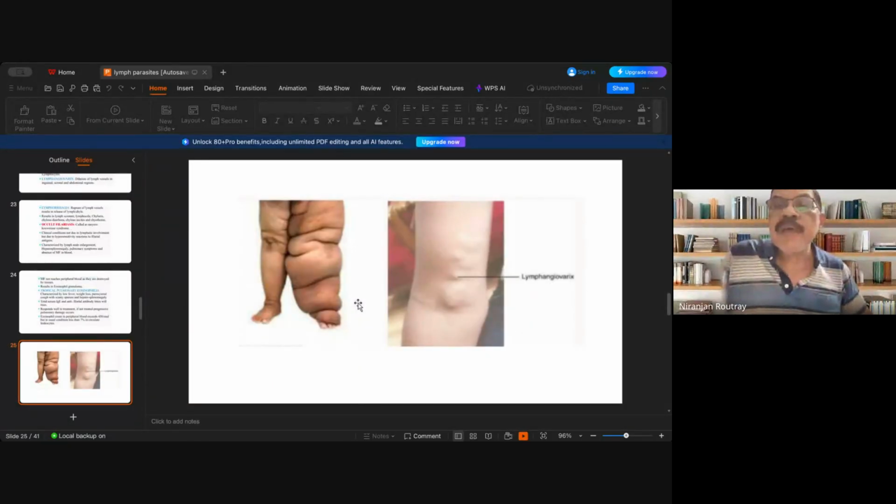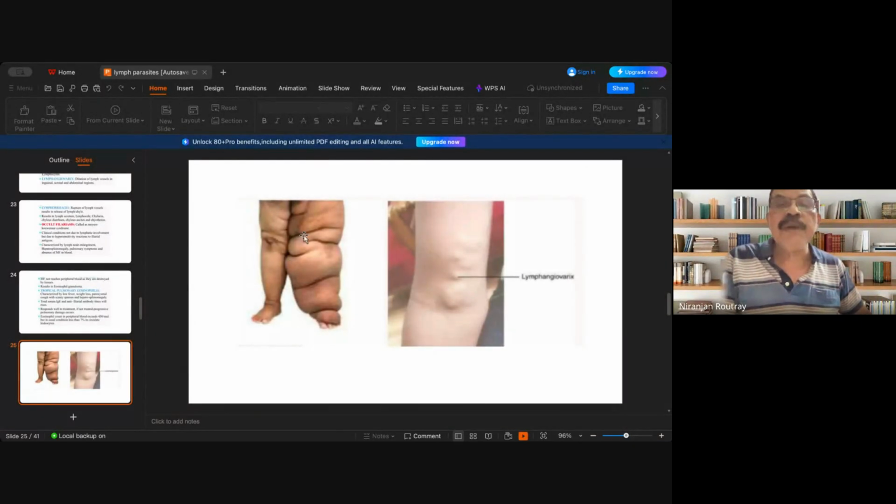Here lymphangiovarix is a slight swelling in the lower extremity of the body, which involves varicose lymph vessels. Varicose blood vessels are called varicose arteries, okay, varicose blood vessels.